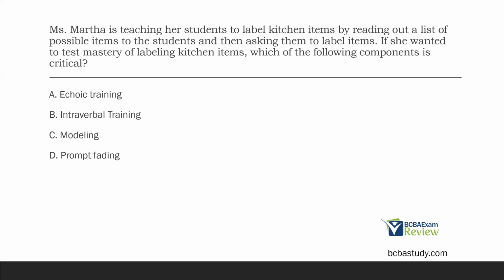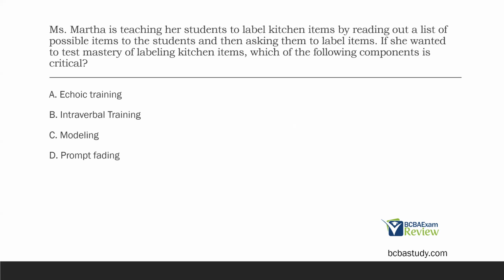If I just ask you to go into the kitchen and start labeling things, that's different than me reading out a list of items first and then asking you to label. So if she wants to really test true mastery of these labeled items, what does she need to do? A, echoic training. Doesn't matter if the kids can echo what Miss Martha is saying. No, that's not the skill we're working on. We're working on pure text. We want the students to be able to just walk in the kitchen and start labeling fridge, sink, trash can.